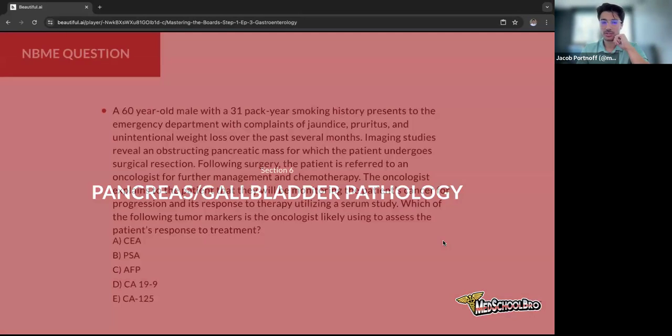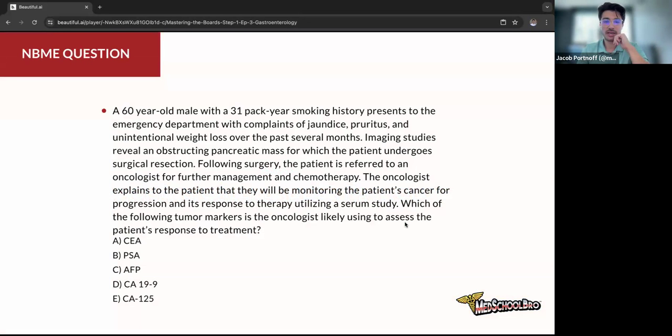Pancreas, gallbladder, and pathology. Let's dive into it. So we have a 6-year-old male, 31 pack year smoking history, presents to the emergency department with complaints of jaundice, pruritus, unintentional weight loss over the past several months. Imaging reveals obstructing pancreatic mass for the patient, and he undergoes a surgical resection. Following surgery, the patient is referred to an oncologist for further management of chemotherapy. The oncologist explains to the patient that they'll be monitoring the patient's cancer for progression.